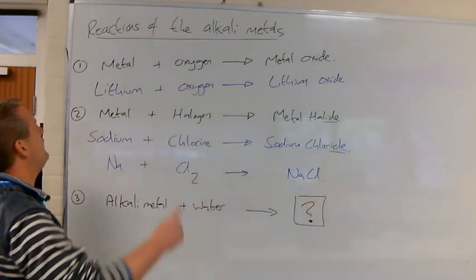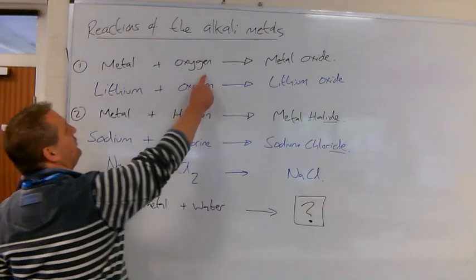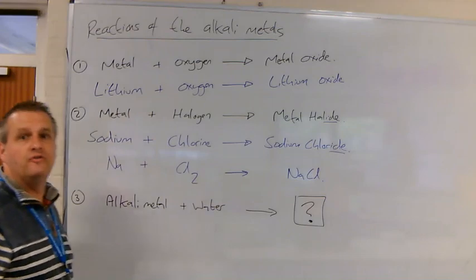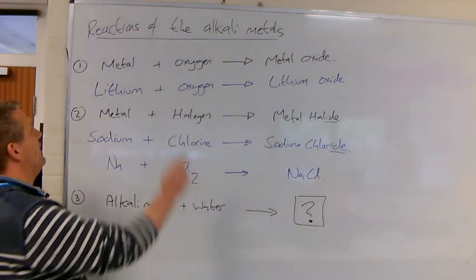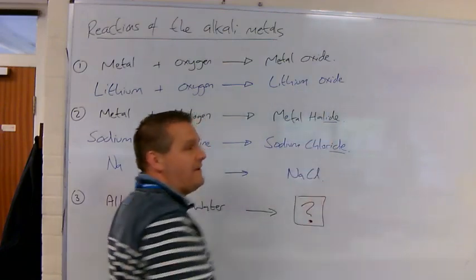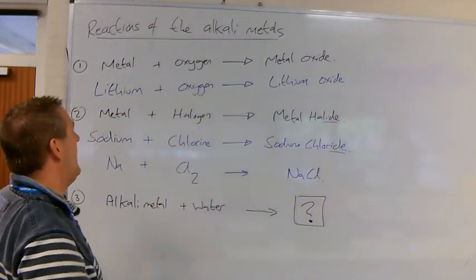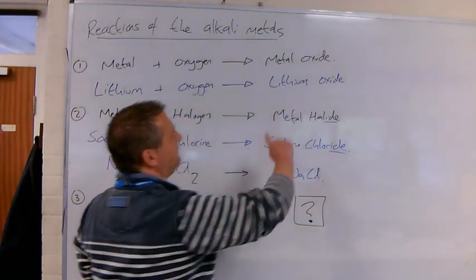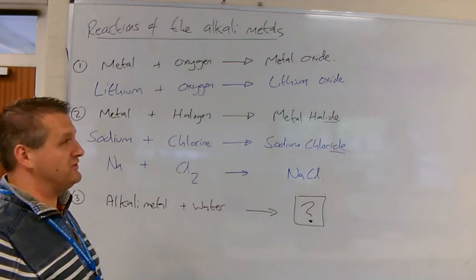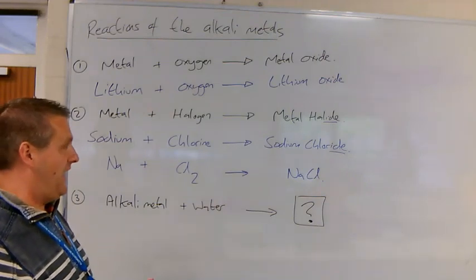So, first one, we know this from KS3 anyway. Take any metal and oxygen and you're going to make a good old metal oxide. And exactly the same is true for group 1. For example, if you took lithium and reacted it with oxygen, you would make lithium oxide. It would just be a very exciting reaction because group 1 metals are all very reactive. There is a little bit of a caveat that some of these oxides are either peroxides or superoxides, but that's a lot more complicated and we're not going to worry about that for the purpose of this video.